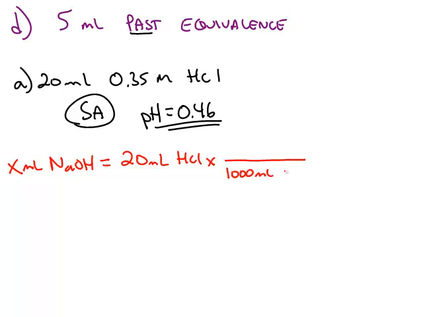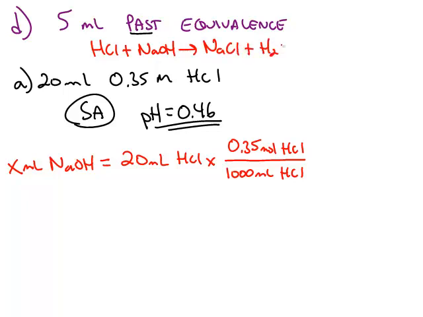We know the molarity of hydrochloric acid is 0.35, so 0.35 moles of hydrochloric acid per 1 liter, or 1,000 milliliters of solution. And we know that hydrochloric acid reacts with sodium hydroxide in a nice 1-to-1 ratio. We need that mole-to-mole ratio to turn 1 mole of hydrochloric acid into 1 mole of sodium hydroxide.